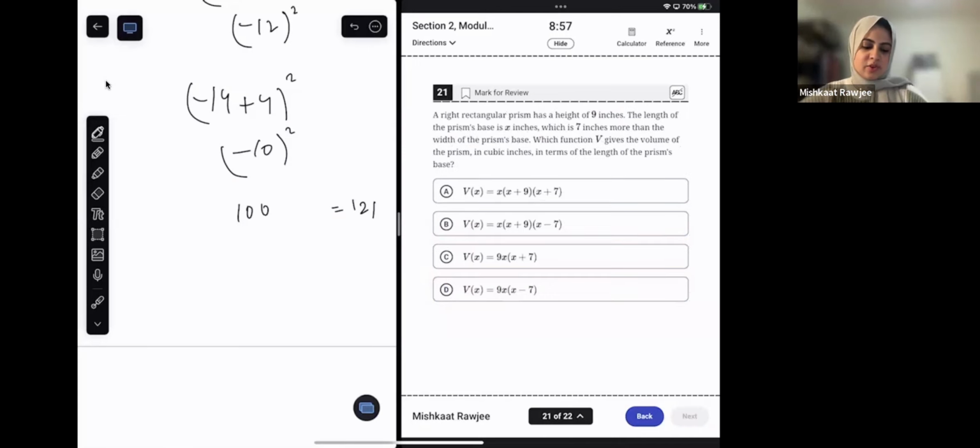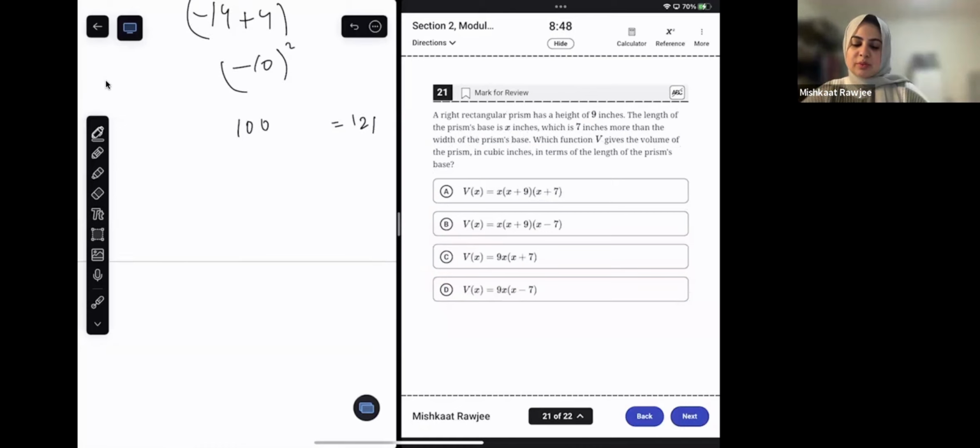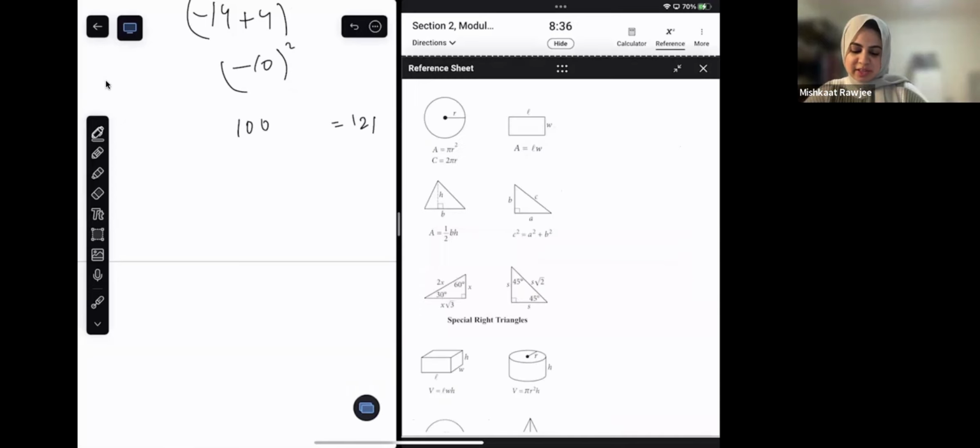Let's do this. A right rectangular prism has a height of 9 inches. The length of the prism's base is x inches, which is 7 inches more than the width of the prism's base. Which function gives the volume of the prism in cubic inches in terms of the length of the prism's base? So this is a right rectangular prism.